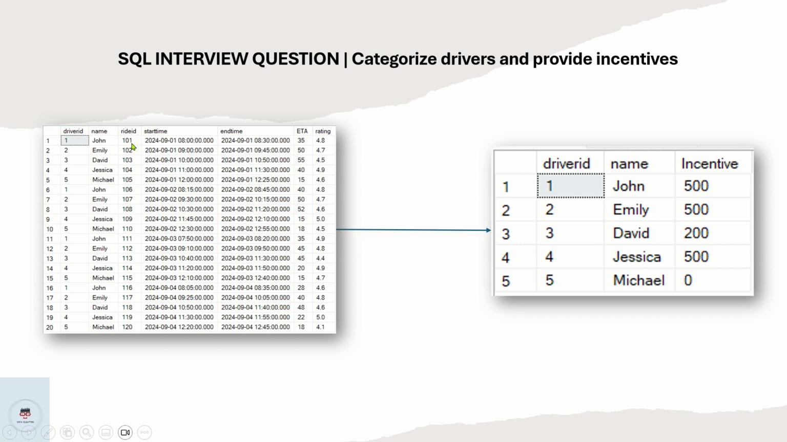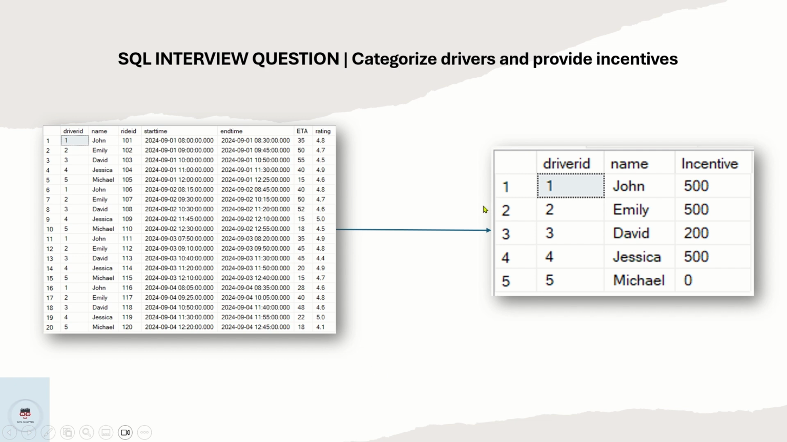For the ride 101, the driver is John and the ride started on 9th month, which is September 1st, 8 o'clock, and it ended at 8:30 a.m. on September 1st. And if you see, the ETA of the ride is 35 minutes. So initially, before the ride started, the ETA of the ride was 35 minutes, but the ride ended in 30 minutes because the difference between start time and end time is 30 minutes. And also the rating provided for this ride is 4.8. Similarly, we have this data for all the rides.